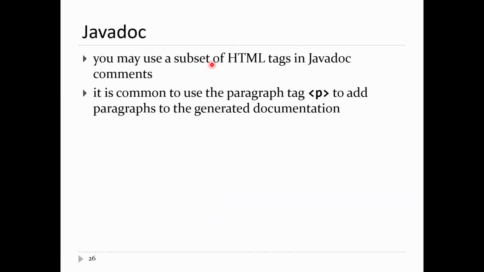If you want, you can use a subset of HTML in Javadoc. If you know what HTML is, this is useful. If you don't, it doesn't really matter in this course. If you want to add extra paragraphs in your descriptions, the way you insert a paragraph is with a P tag, so P inside angled brackets. That's the HTML tag for the start of a new paragraph.